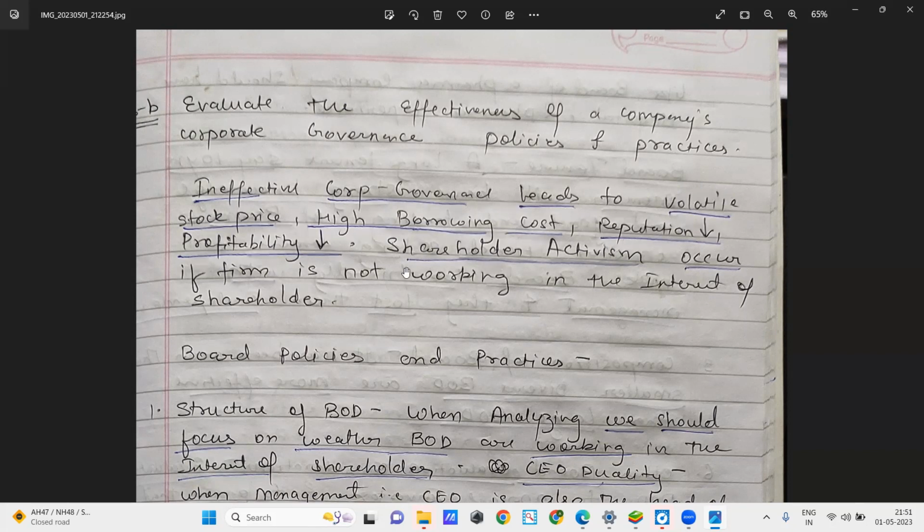Shareholder activism: of course, if the firm is not working in the interest of shareholders, the shareholders will topple the management if the management is not working for the benefit of shareholders.